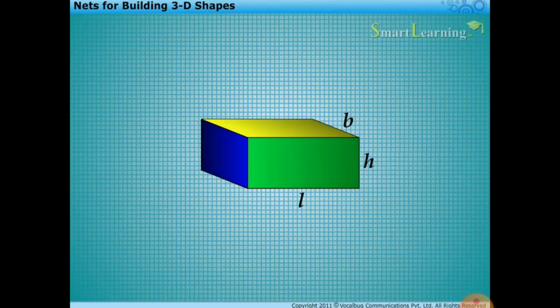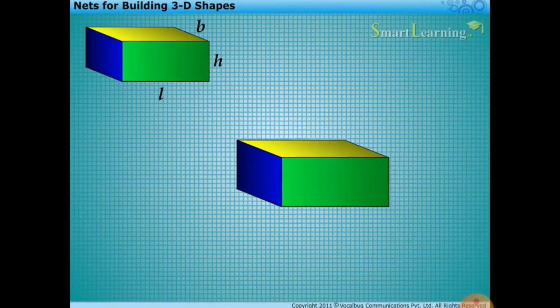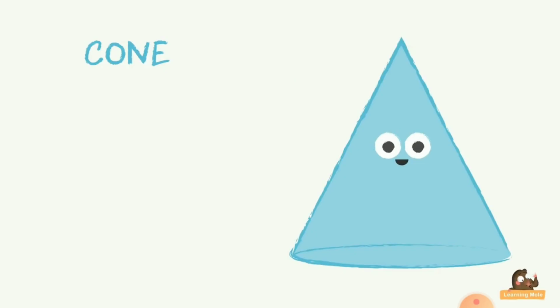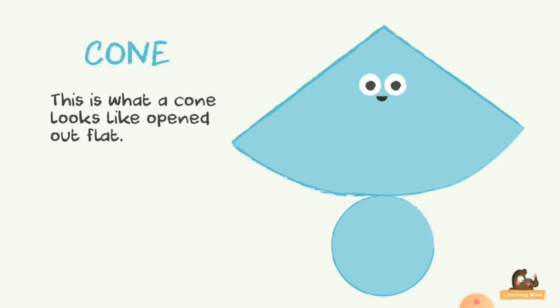Okay children, what is this shape? Cuboid. Okay, so now we are going to unfold this cuboid. So what do we get? We will get the net of the cuboid. So we will get one flat 2D shape, that is the net of this cuboid. Okay, next, cone. This is the net of the cone.